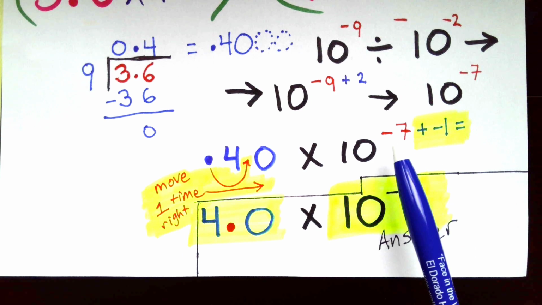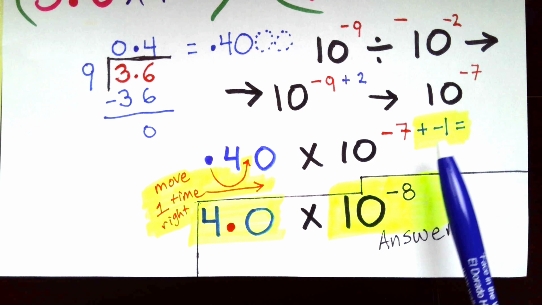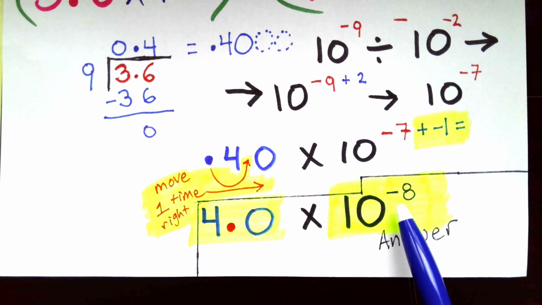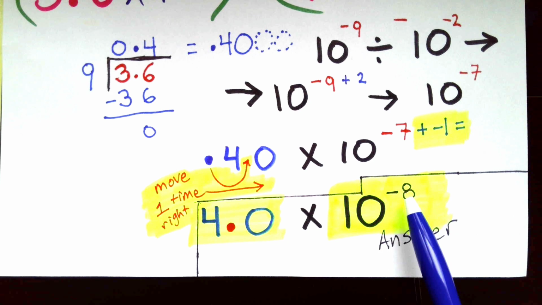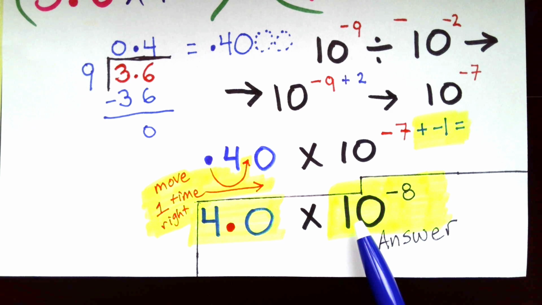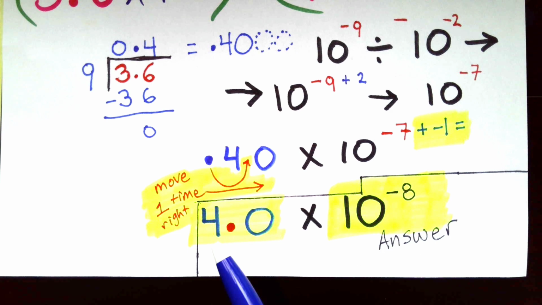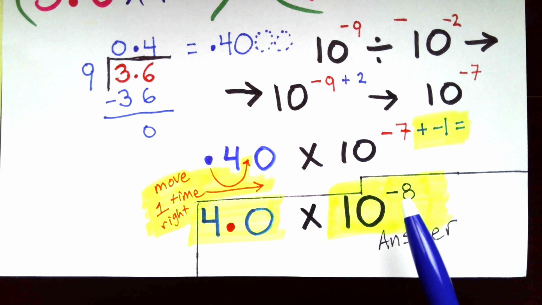So you owe me $7. You owe me one more dollar. What do you got? The total, you owe me $8 or -8. Remember that base of 10 stays the same. Our final answer, 4.0 times 10 to the -8.